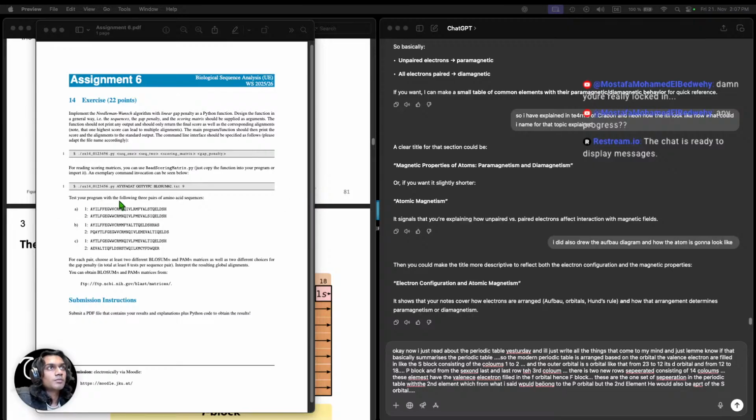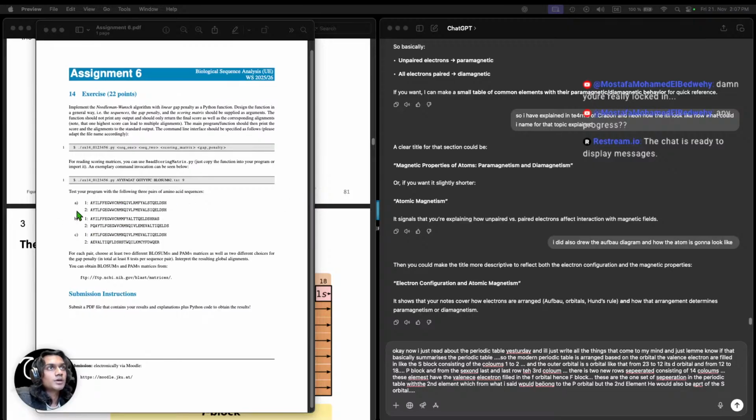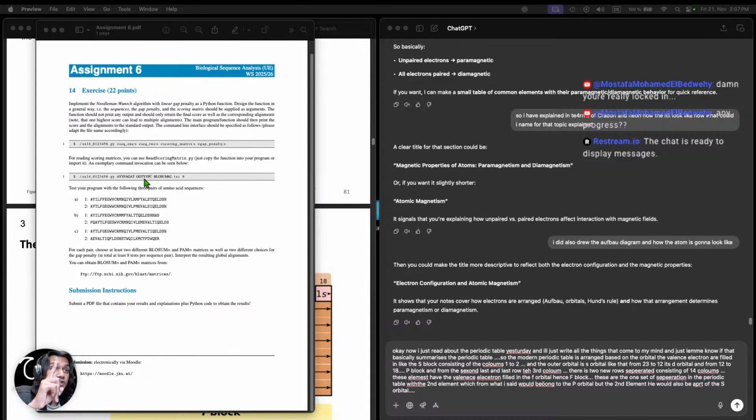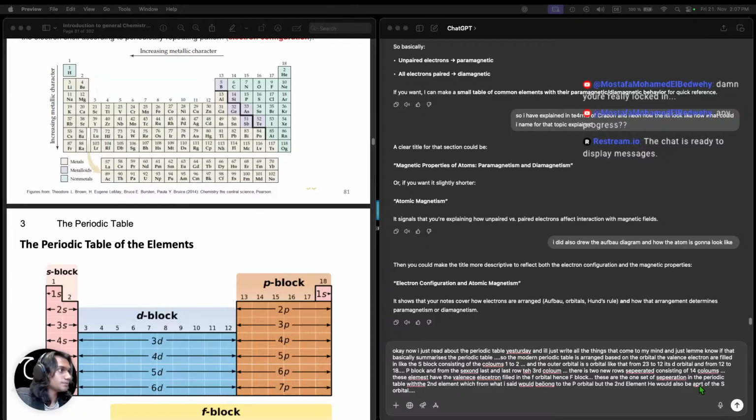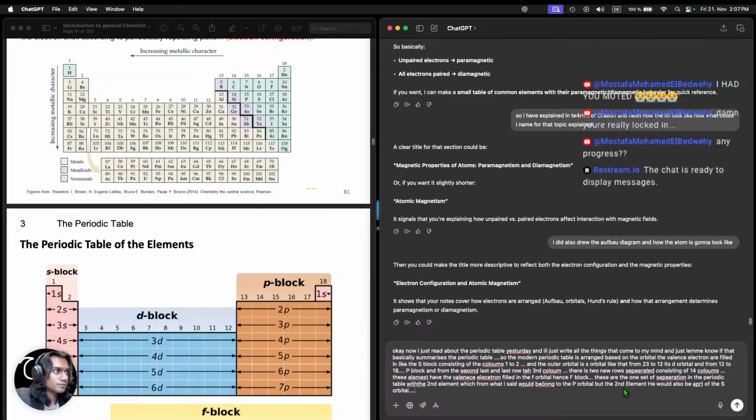Test your program with the following pairs of amino acid sequences. Okay, for each one, choose at least two different BLOSUM and PAM matrices. That's it. One exercise. God damn it. One exercise. Josh, you can do this. Don't lose the points. Okay, what was I writing?